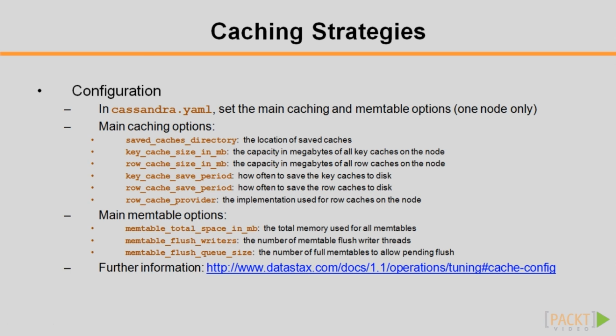memtable_total_space_in_mb is the total memory used for all memtables. memtable_flush_writers is the number of memtable flush writer threads. Lastly, memtable_flush_queue_size is the number of full memtables to allow, pending flush.